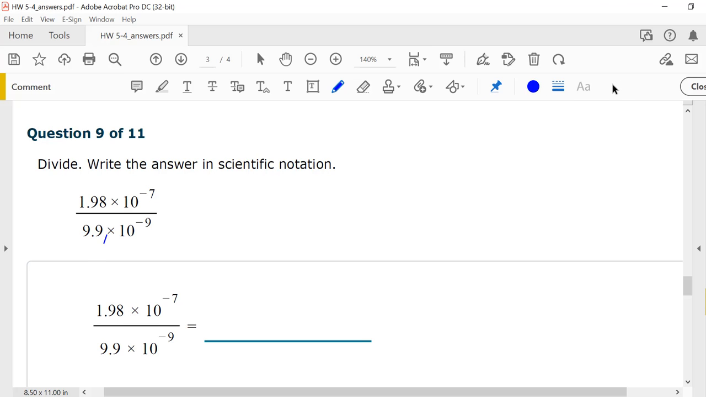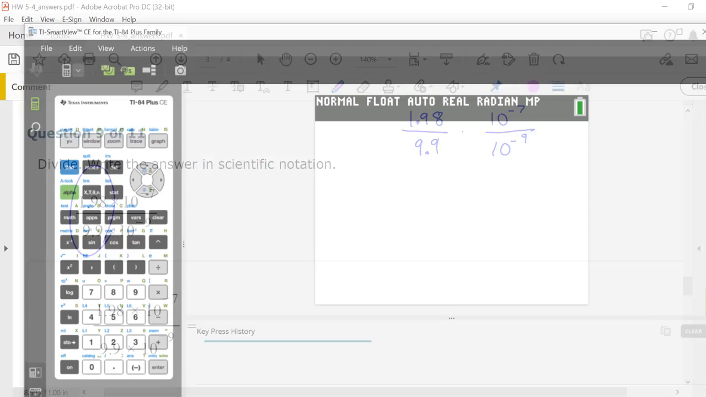We're going to do the number part first, 1.98 divided by 9.9. Then we're going to multiply by 10 to the negative 7 over 10 to the negative 9. So the number part first. What is 1.98 divided by 9.9?